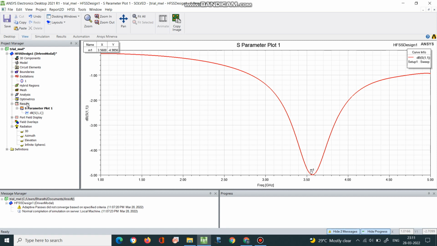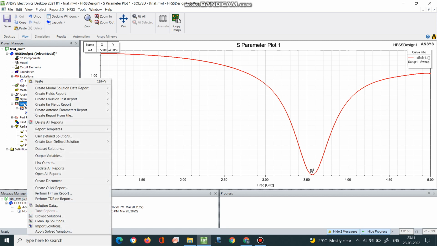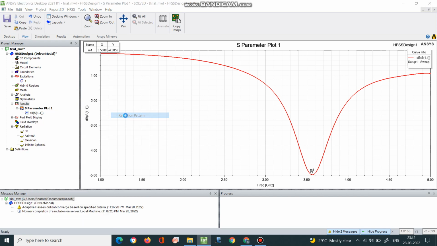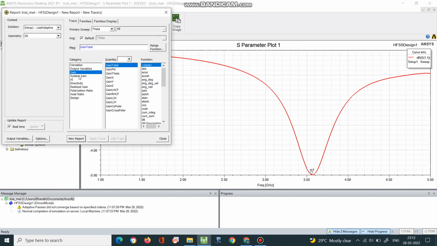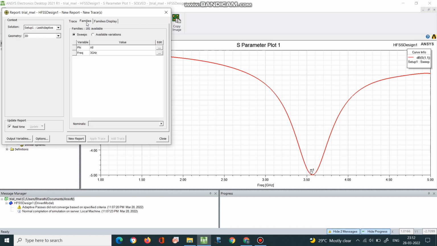The next important result is gain. So again, click on the results, create far fields report, right? Again, you always have to measure at the far field, not in the near field. So go to the far fields report and select the radiation pattern. In the radiation pattern, choose gain, total gain, again measured in dB. Go to the second tab, families. Here you have given phi as all, and for 3 gigahertz frequency you have to measure, right?